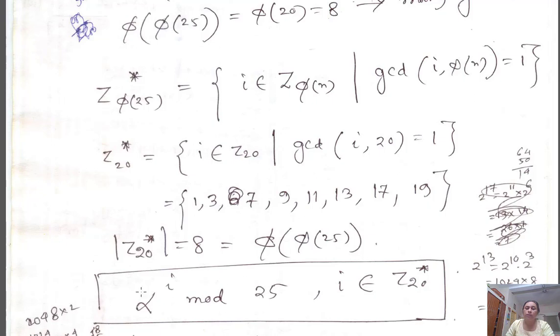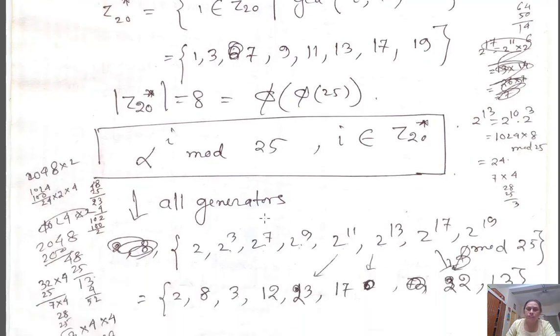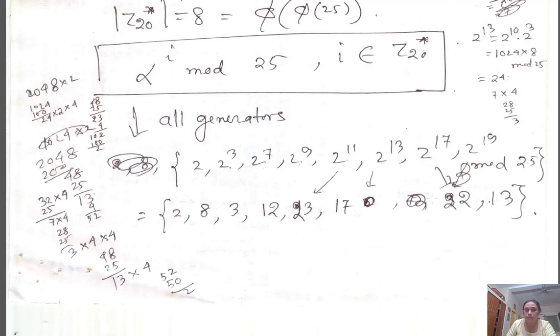So if you are asked to find all the generators given one generator alpha equal to 2, you have to find all the other generators. You have to give the solution after reducing modulo 25. So you can list down all the generators: 2 cube, 2 to the power 7, 2 to the power 9, 2 to the power 19, modulo 25. You have to reduce them. This way you can reduce, and this is essentially your answer. So you have to reduce modulo 25.